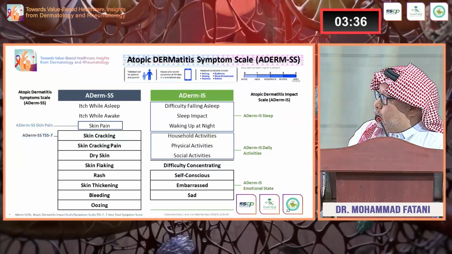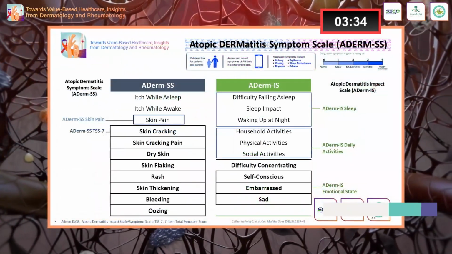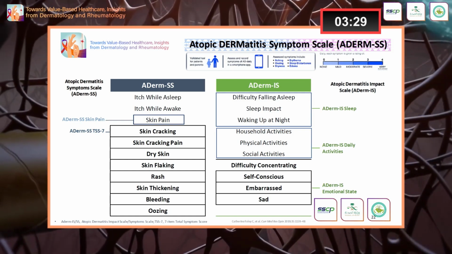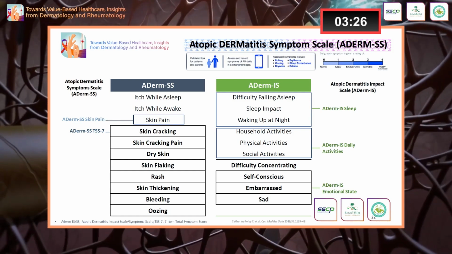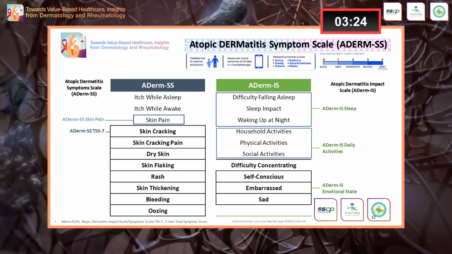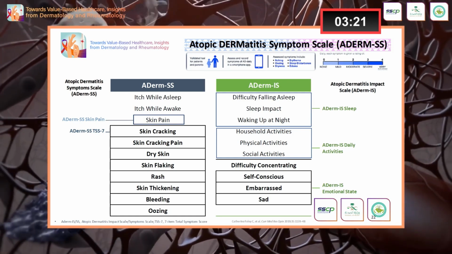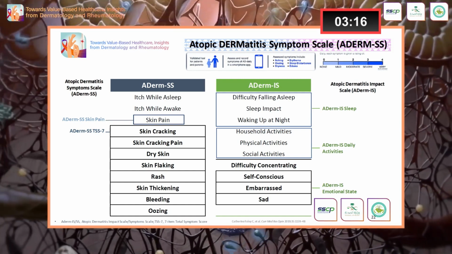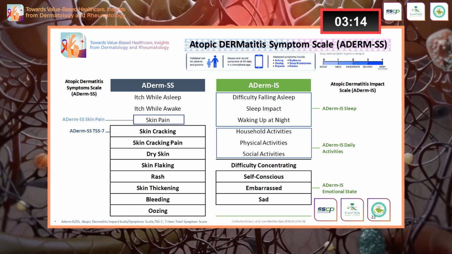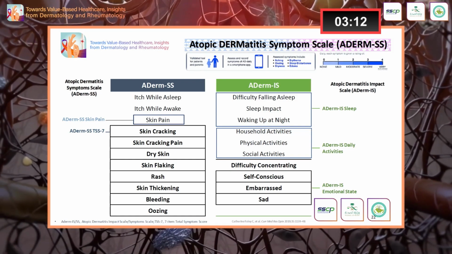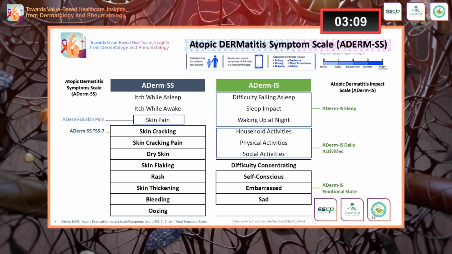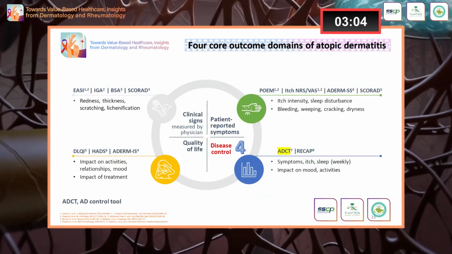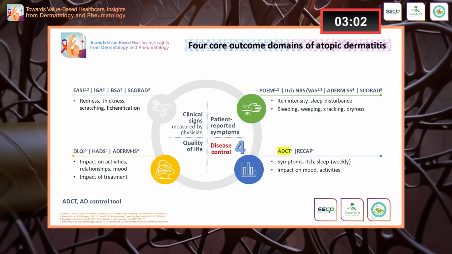What about the atopic dermatitis symptom scale? We have two parts. The atopic dermatitis symptom scale looks at symptoms: skin pain, skin cracks, dry skin, and other symptoms. And we also look at the atopic dermatitis impact, like sleep disturbance, daily activity, and emotional states.